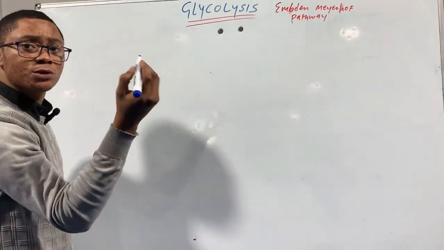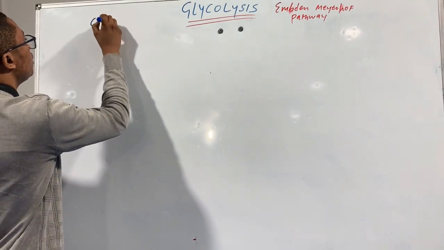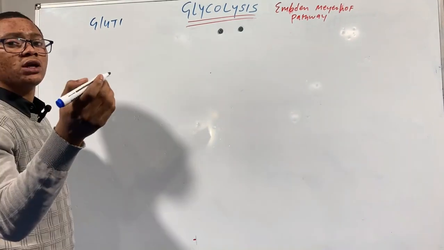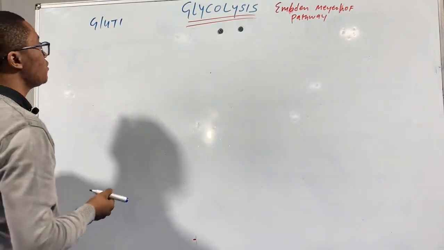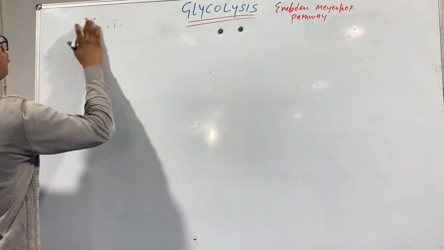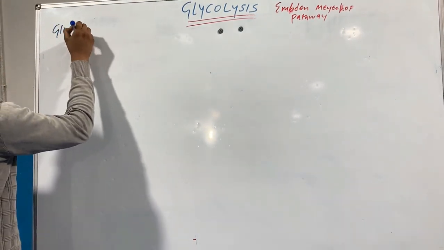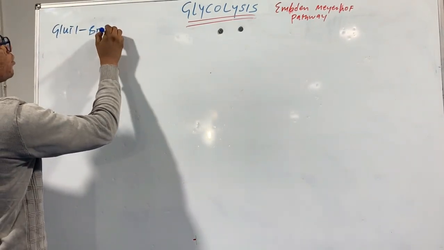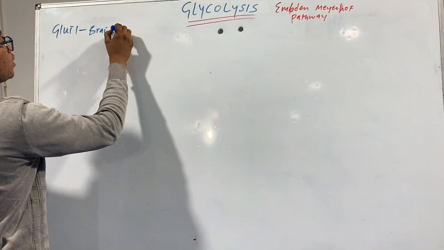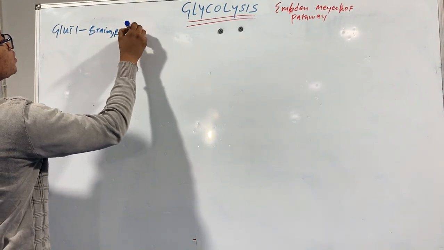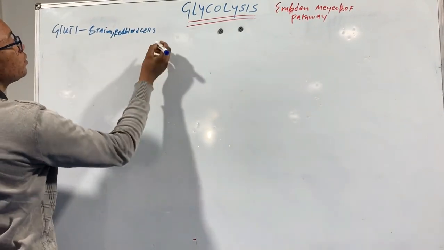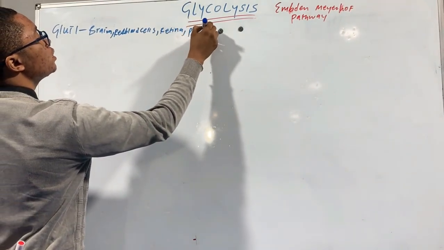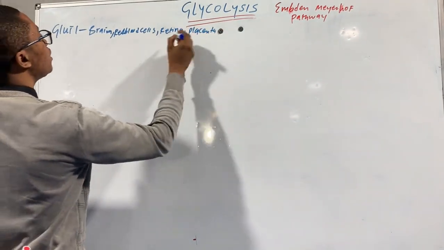So there are different types of glucose transporters in the human body. So we have glucose transporter 1, 2, 3, 4, 5 and glucose transporter 7. Okay, glucose transporter 1, let me write it here. Glucose transporter 1 is found in the brain, specifically the blood-brain barrier. It's also found in the red blood cells. It's found also in the retina. It is found in the placenta and also found in the colon.